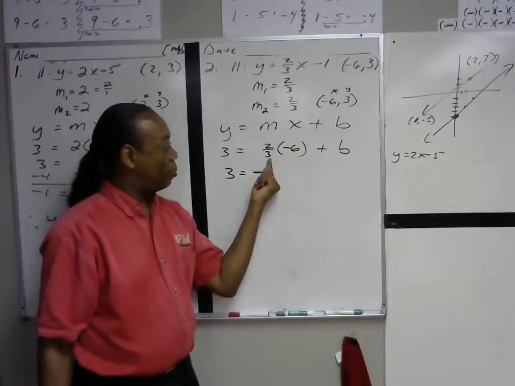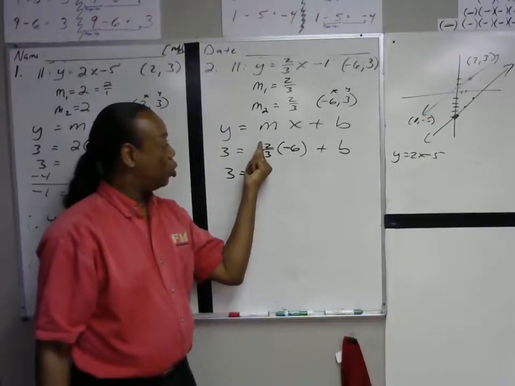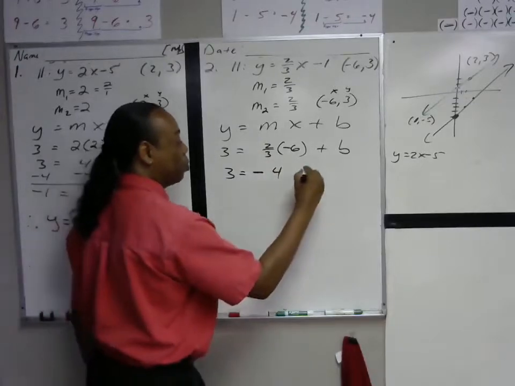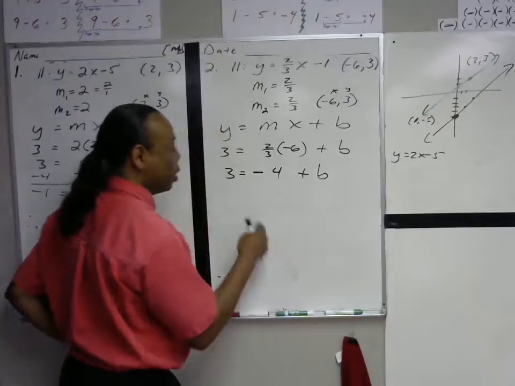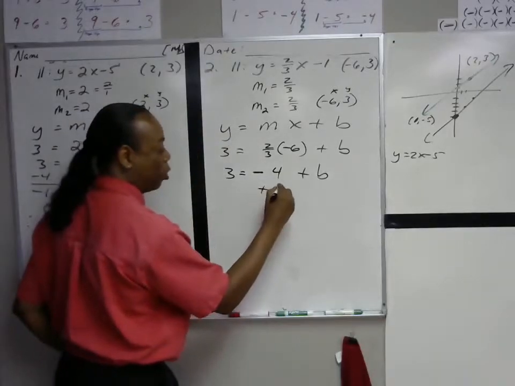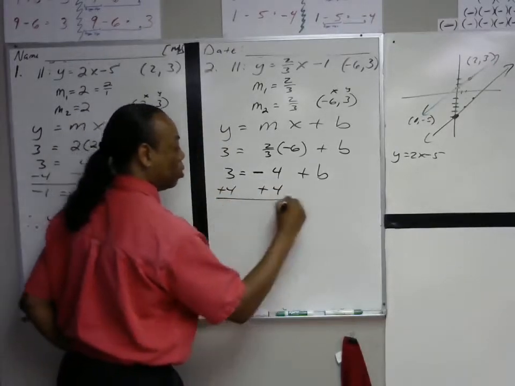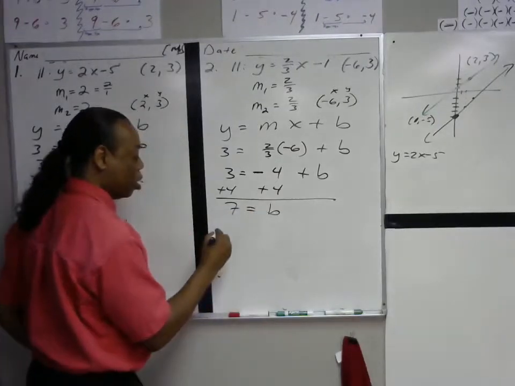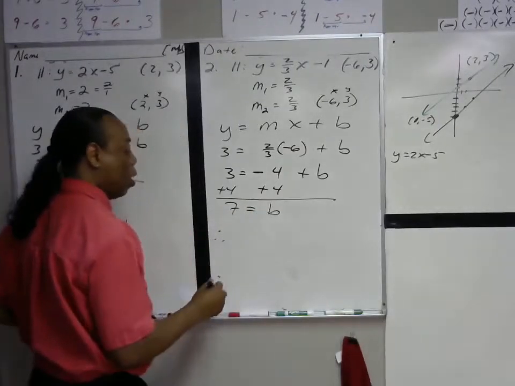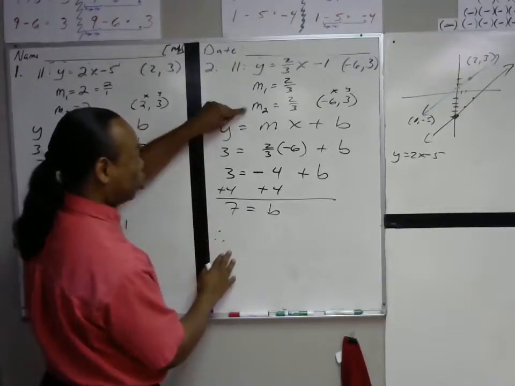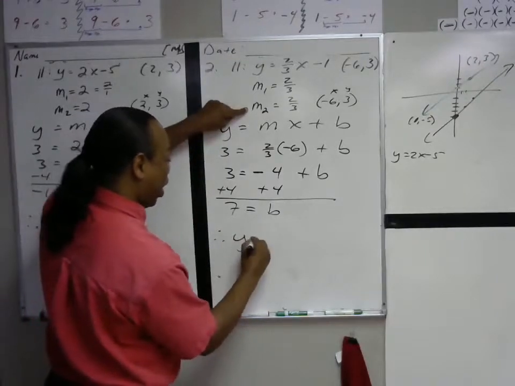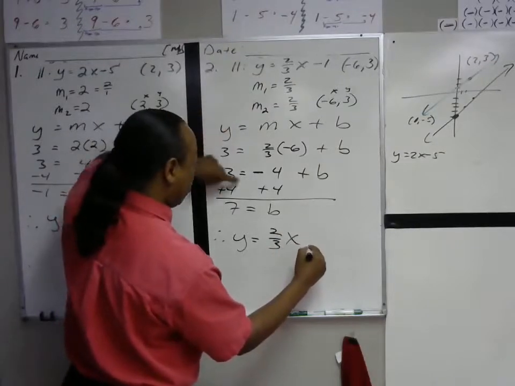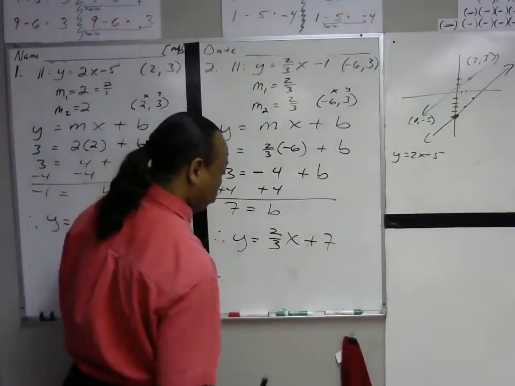And 6 divided by 3 is 2. And 2 times 2 is 4. So that's -4. And then plus b. Then I'm going to solve for b by adding 4 to both sides. And I'll have 7 equals b. Therefore, my conclusion is my second line, which uses the second slope here, is going to be y equals 2/3 x plus 7. Finish.